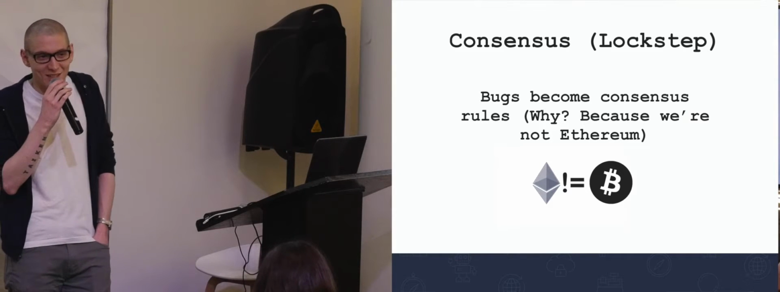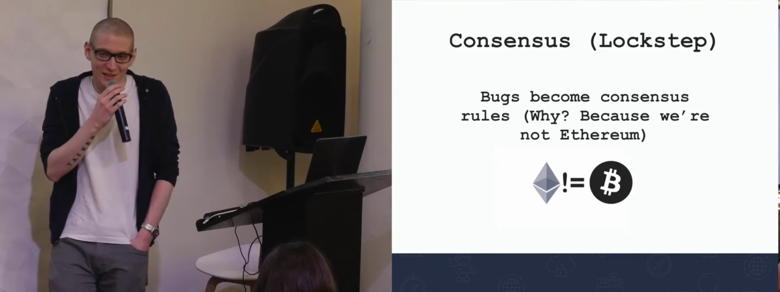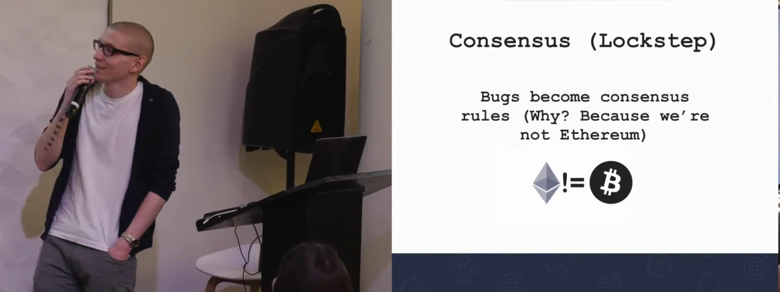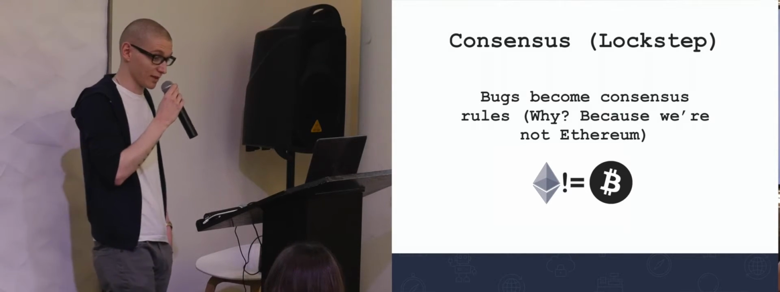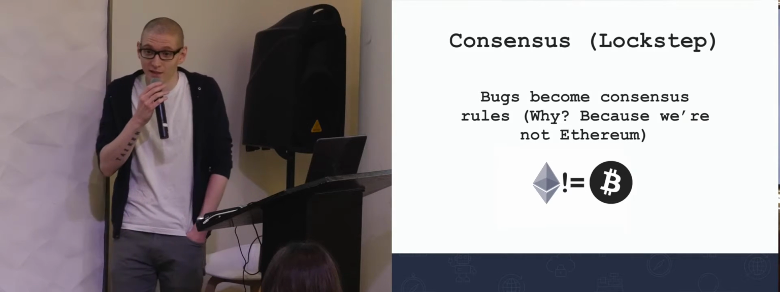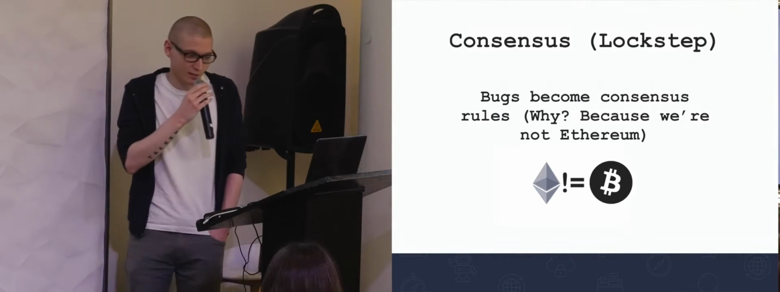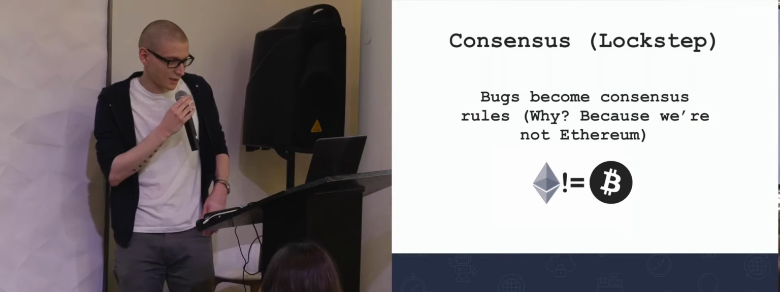It sounds like a joke, but I'm dead serious. We don't roll back history and hard fork just because we find a bug in the protocol, or a bug, much less a bug in a single script, right? We have integrity. We just live with it, and it becomes a consensus rule.